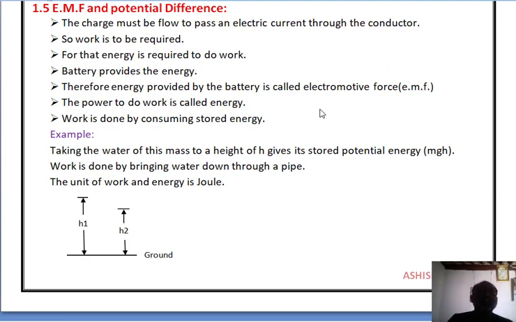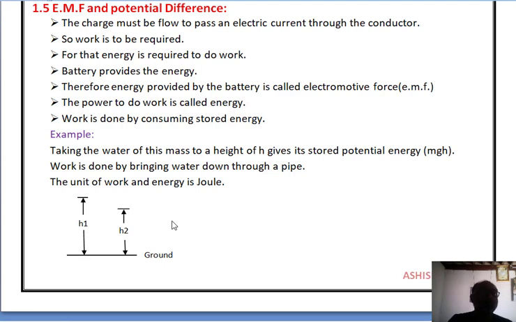So whatever energy is provided by this battery is called electromotive force, and generally we use the word EMF. Now the power to do the work is called energy, and this work is done by consuming stored energy. Now let me take one example.